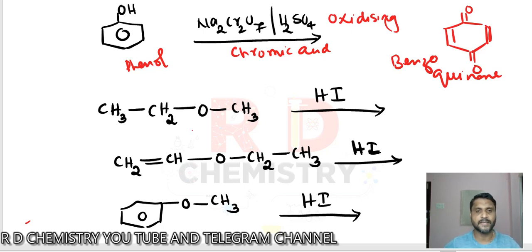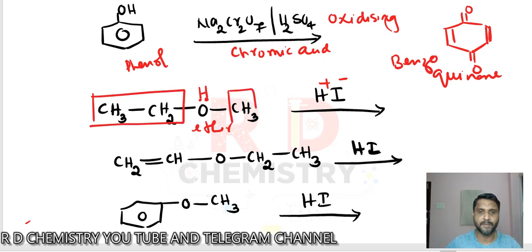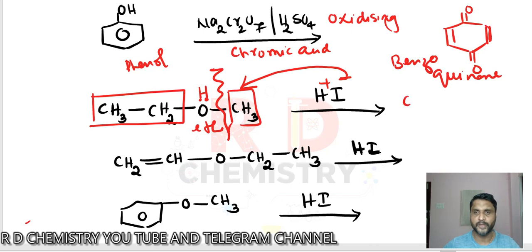Now, next one is ether. This is the ether here, correct? H plus and I minus. Remember, always hydrogen goes with the oxygen because oxygen is a nucleophilic center, correct? And I minus, where does it go? There's an ethyl group on one side and a methyl group on the other. Remember, I minus is a nucleophile. A nucleophile generally attacks the smaller alkyl group. So therefore, you break the bond here, and we are going to get CH3CH2OH plus methyl iodide.